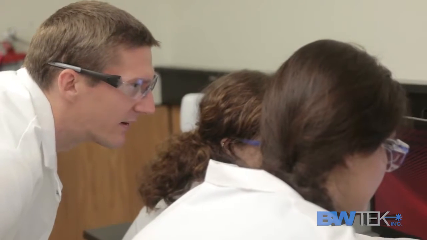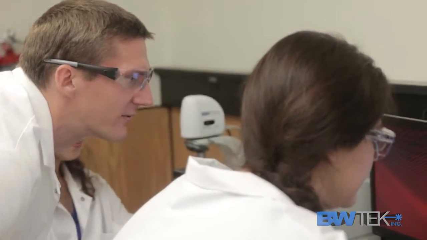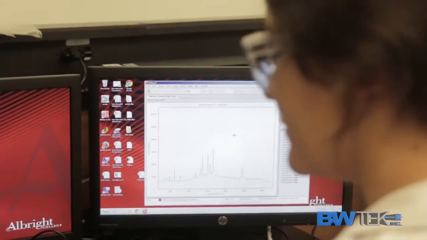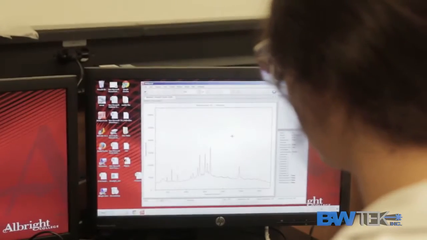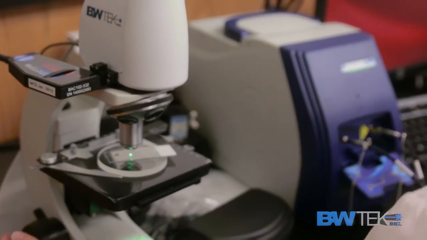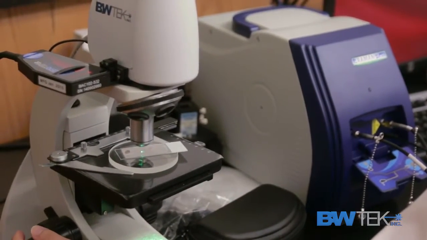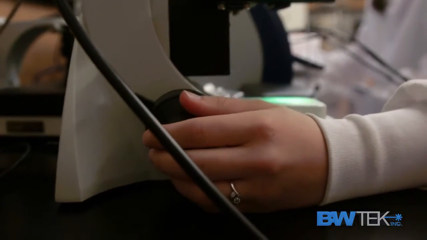I think that the chemistry and biochemistry program at Albright really wants to integrate the use of instrumentation in the undergraduate laboratory curriculum, and having an iRaman Plus really helps increase the breadth and depth that we can give our students. The iRaman Plus is really benefiting my research program in that its ease of use is really helpful.